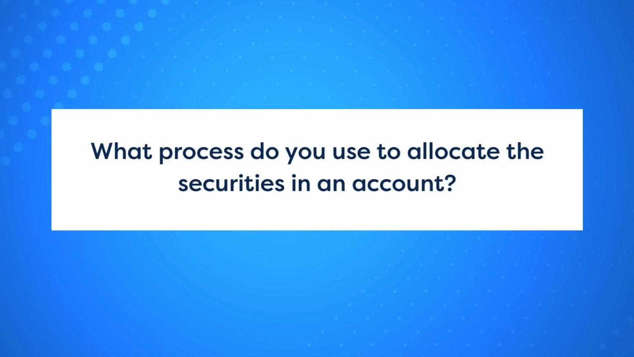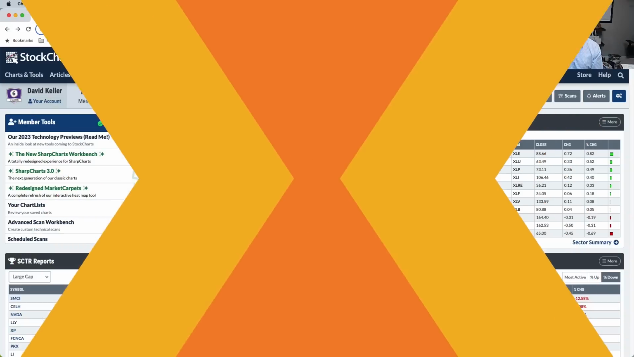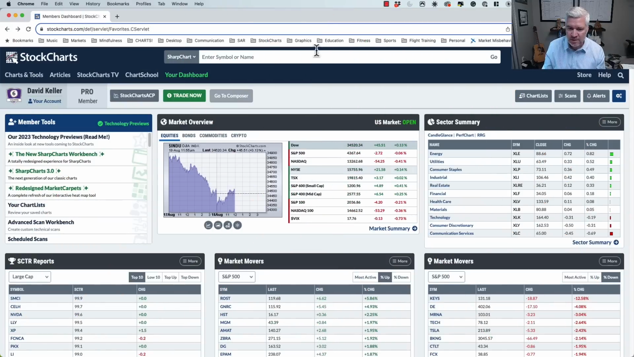What process do you use to allocate the securities in an account? And I really appreciate it. And you ask a number of questions, like, is it more subjective? Is it equal weighted or dollar weighted? Is it based on some technical methodology?